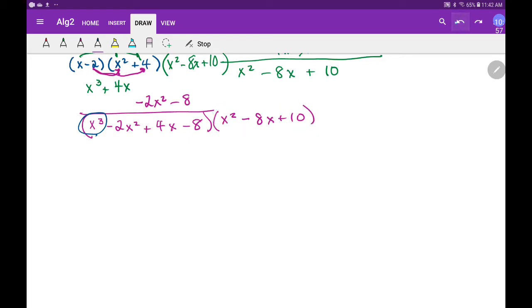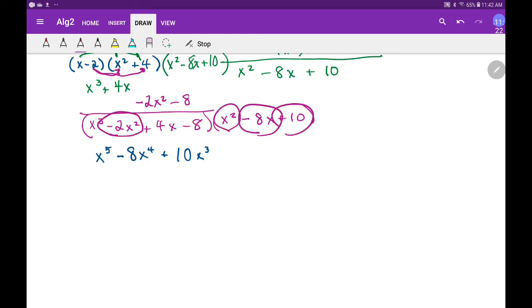Okay? So let's see. X to the third times x squared is x to the fifth. X to the third times minus 8x is minus 8x to the fourth. X to the third times 10 is 10x to the third. Then I will go ahead and do this one times each one of these.